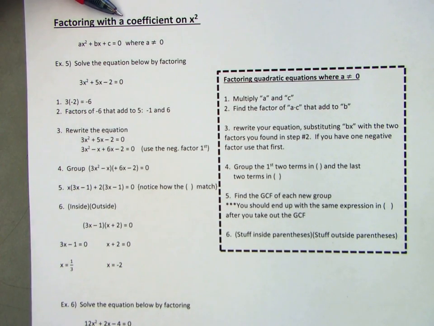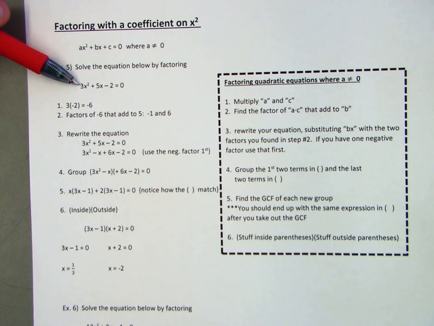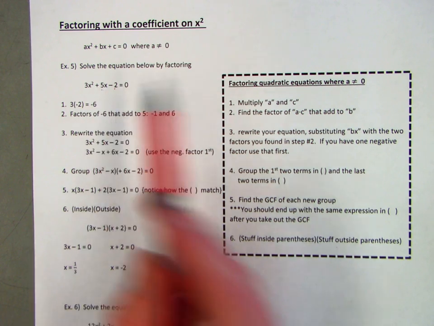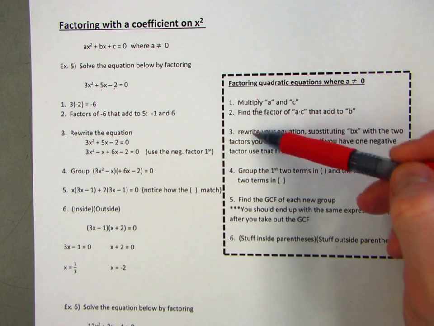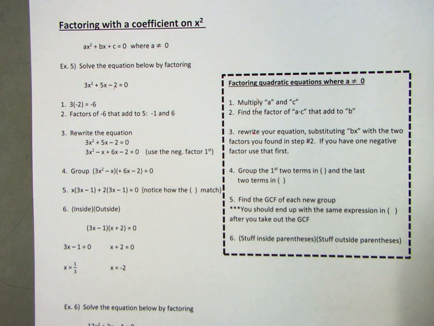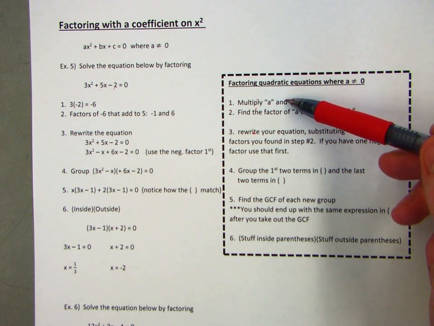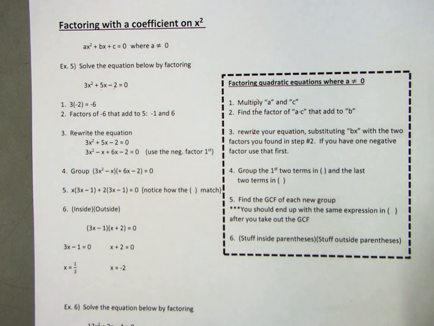Now, as you can see, if there's a coefficient on x squared, i.e. 3x squared, it's not as simple as looking at the negative 2 and the 5. It doesn't work that way. I came up with 6 steps, tried to keep it simple, as simple as possible, to be able to factor these. It's not that hard once you get the hang of it. It might be a little tricky at first.